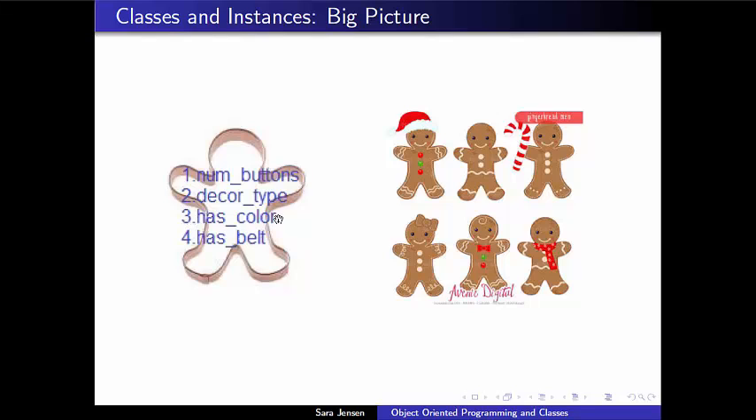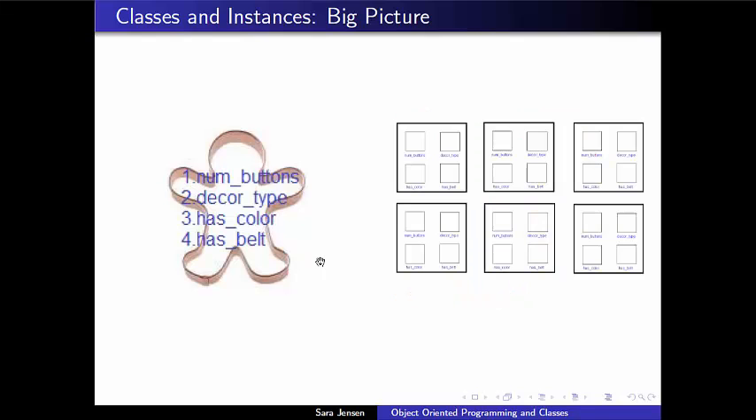One other thing that seems to be varying between the gingerbread cookies is whether or not the buttons have color to them. We could keep track of that with a Boolean variable. And some of the cookies have a decorative belt, while some of the others do not, and so that's a thing we could keep track of as well. In that sense, we could keep track of the things that make up a gingerbread cookie, and each time we stamp out a gingerbread cookie, it will always have those 4 attributes.